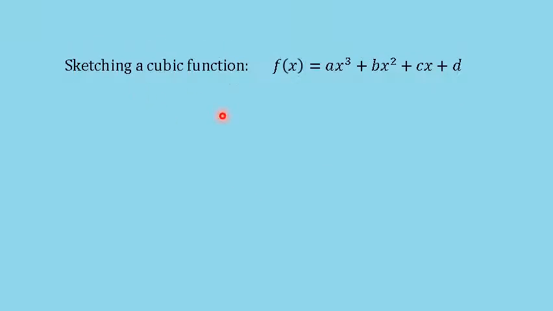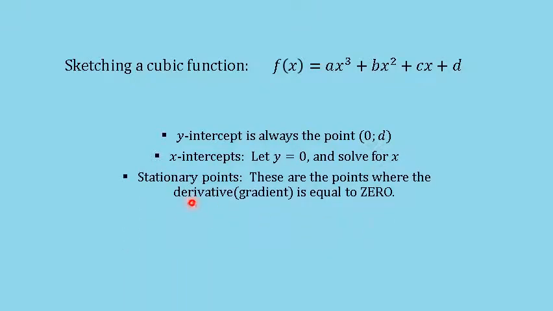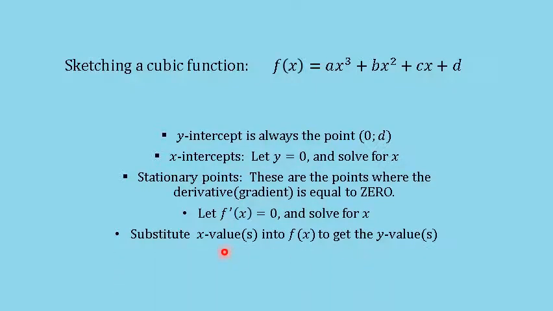Okay, how do we sketch a cubic function? Step number 1, we determine the y-intercept, which is always the point (0, d). Step number 2, we determine the x-intercept by letting y equal 0 and solving for x. Step number 3, we determine the stationary points. These are the points where the derivative is equal to 0. So here you differentiate and then you let f'(x) equal 0 and you solve for x. Substitute the x value or values into f(x) to get the y value or values.